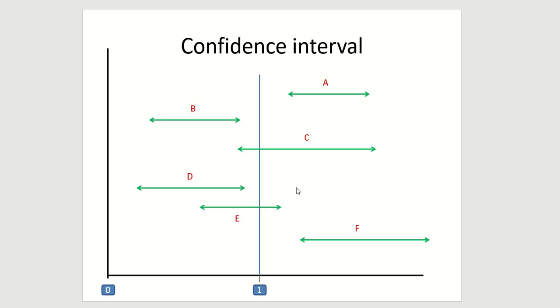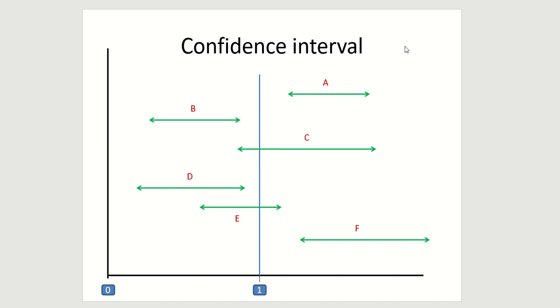So here's the same thing I showed you a minute ago. That's the 0, that's the 1, and I have here A, B, C, D, E, F scenarios of relative risks with their confidence intervals. The arrows are the confidence intervals. If you want to pause the video for a bit and try to figure out which of these are statistically significant, which are not, and also, among the statistically significant ones, which are indicative of a positive association and which are indicative of a negative association.